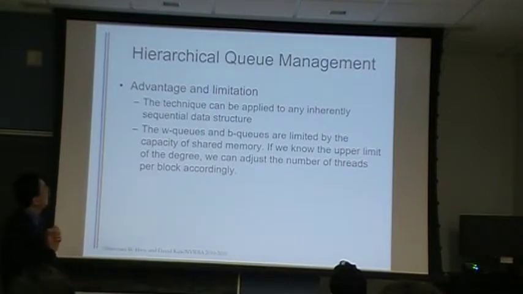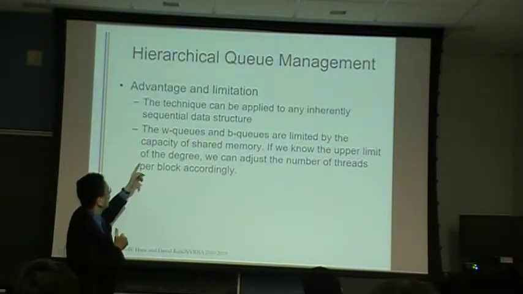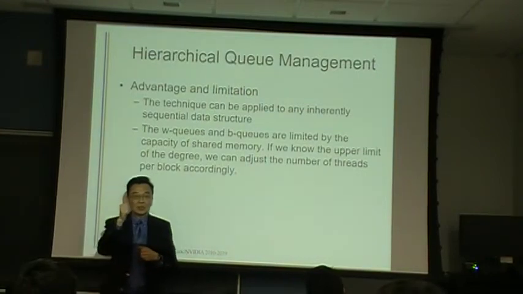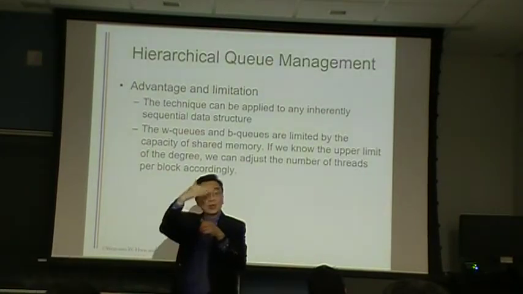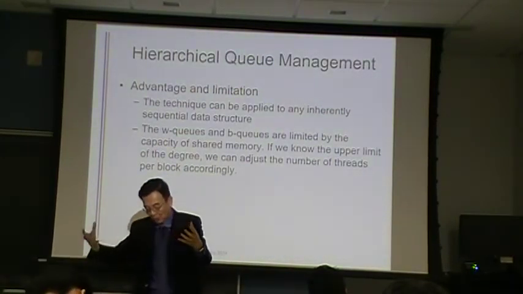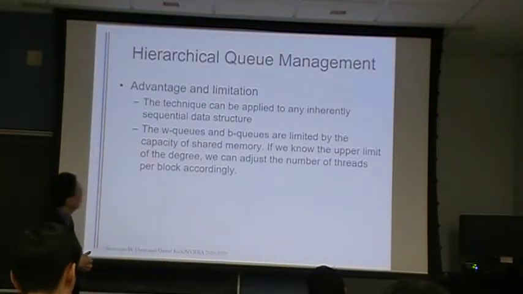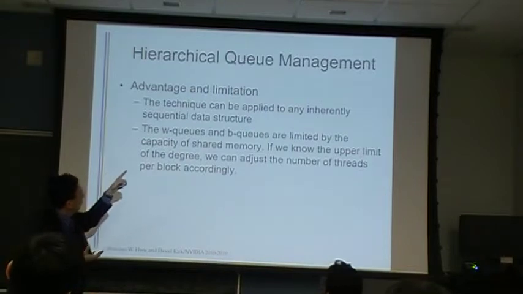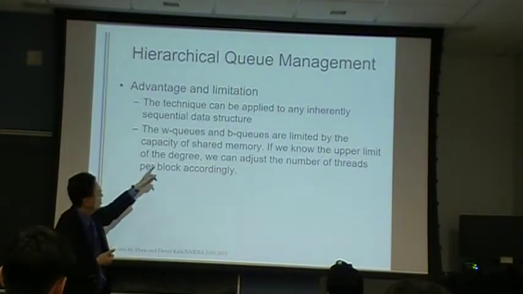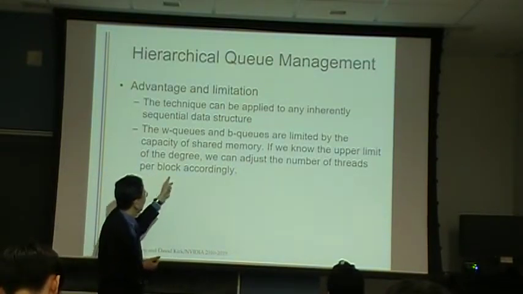We're almost there. For the hierarchy queue management, there are some advantages and some limitations. The technique can be applied to any inherently sequential data structure. This is great, okay? So if you have an inherently sequential data structure, you use these hierarchical queues to essentially diffuse and alleviate the contention with a single queue. But the work level queues and the block level queues are limited by the capacity of shared memory. If we know the upper limit of the degree, we can adjust the number of threads or blocks accordingly.